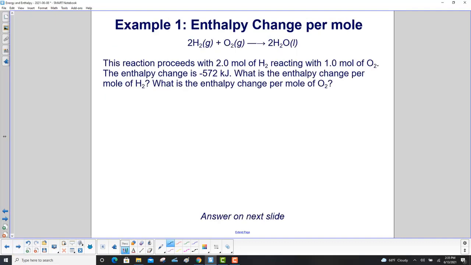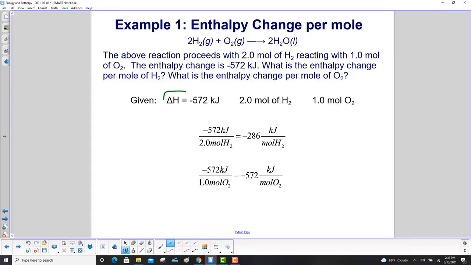This reaction, which is combusting hydrogen with oxygen, proceeds with 2 moles of hydrogen reacting with 1 mole of oxygen. Right? 2 moles and then 1 mole here. The enthalpy change is minus 572 kilojoules. What is the enthalpy change per mole of hydrogen? What is the enthalpy change per mole of oxygen?